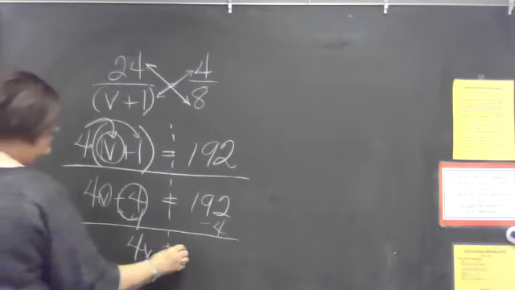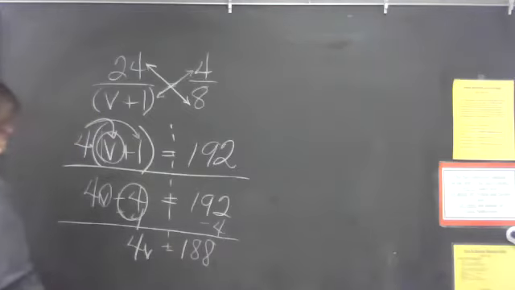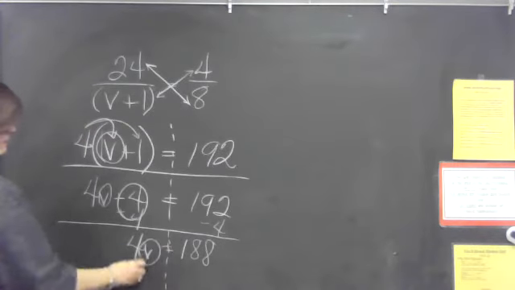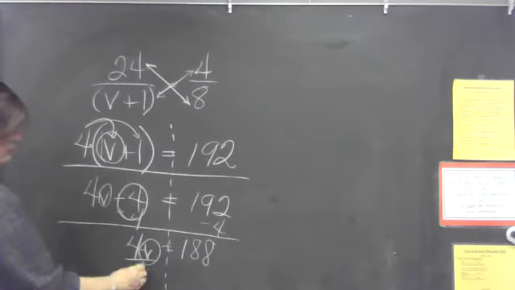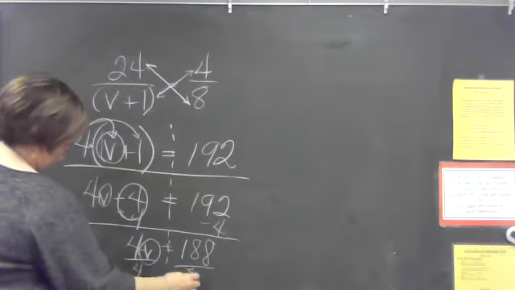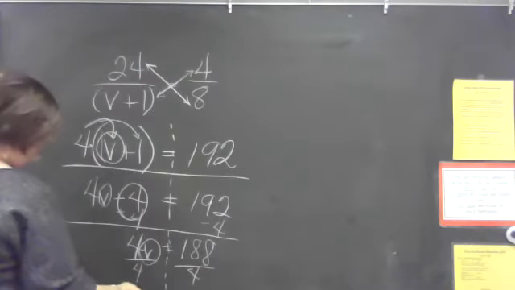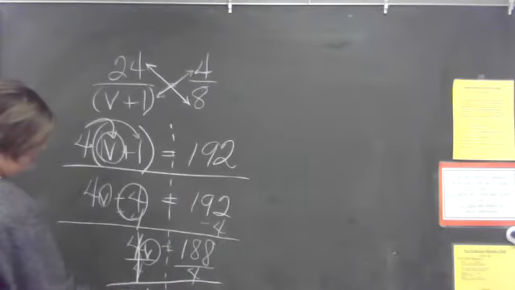And that comes out to be 188. Is that right? Yes. Okay. And the v is still not by itself. We'd have to get rid of this 4. How are we going to get rid of that 4? Dividing. Y'all are getting really good at this part. You just needed to understand the setup here. Okay. And so when we divide, we have a 1v, and then it equals 47.